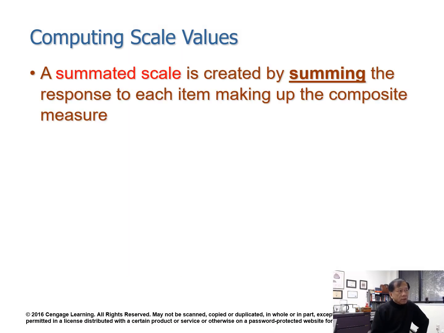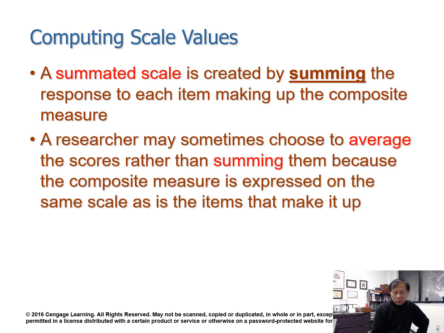Computing scale values: a summated scale is created by summing the response to each item making up the composite measure. A researcher may sometimes choose to average the scores rather than summing them, because the composite measure is then expressed on the same scale as the items that make it up.